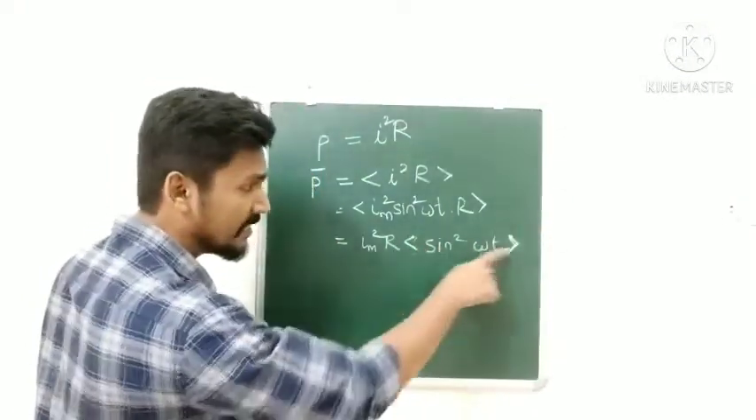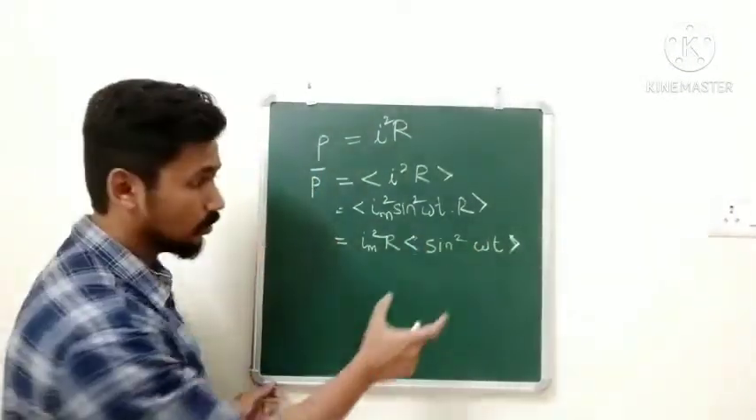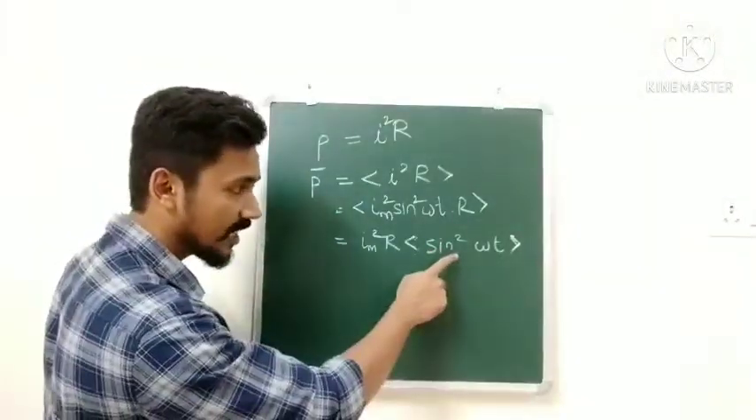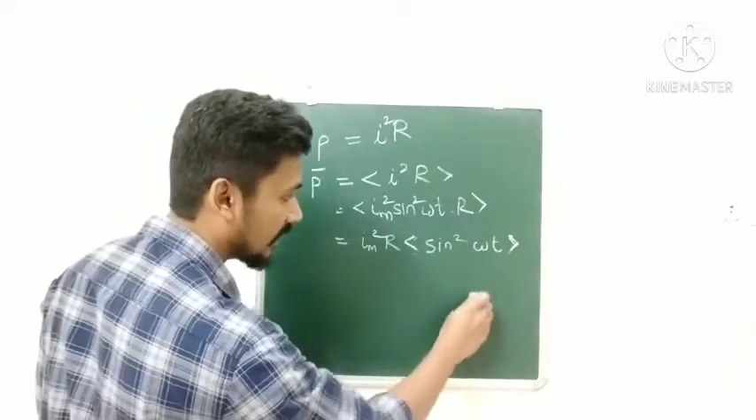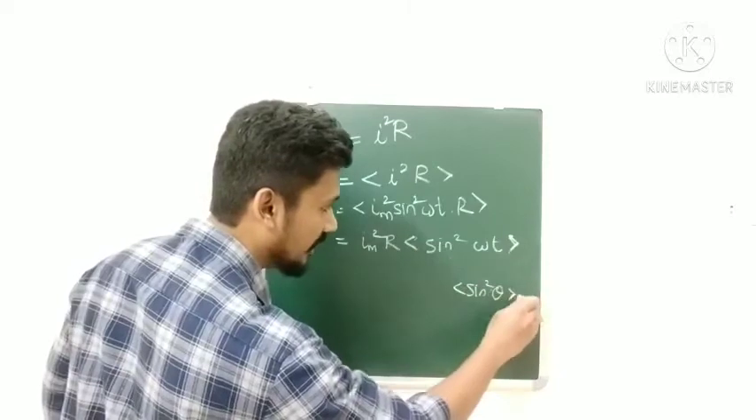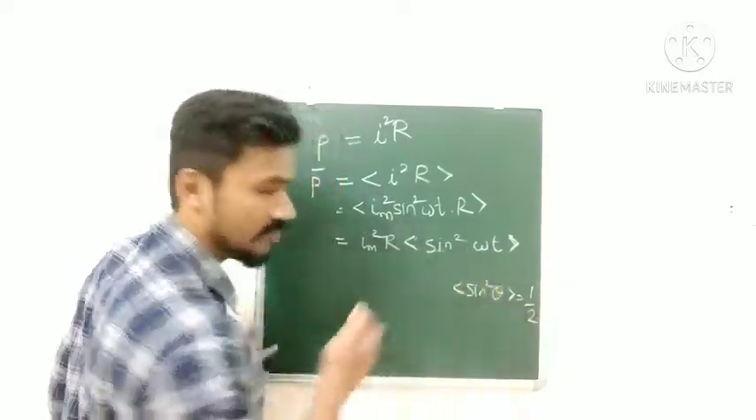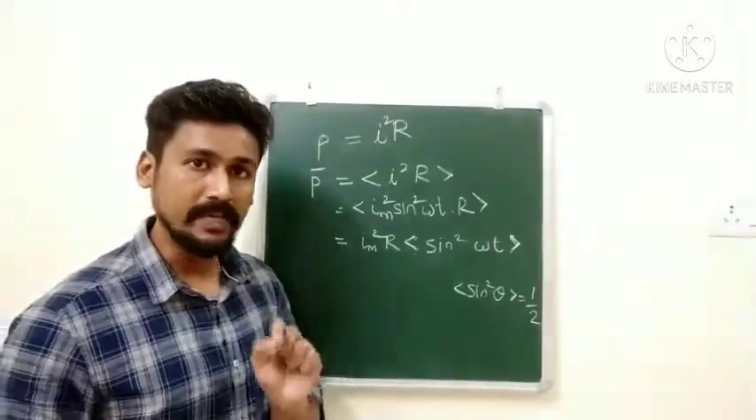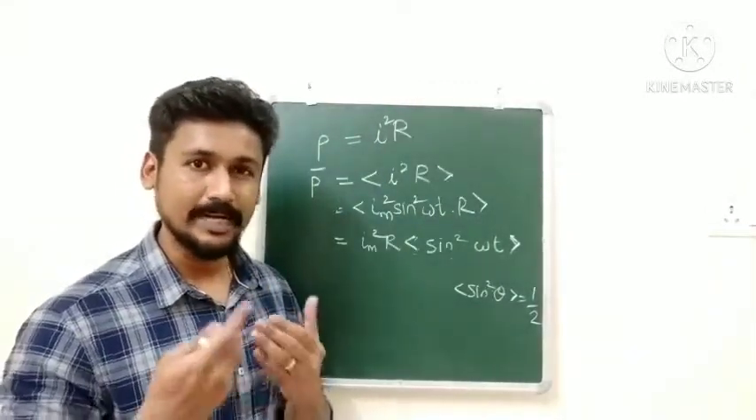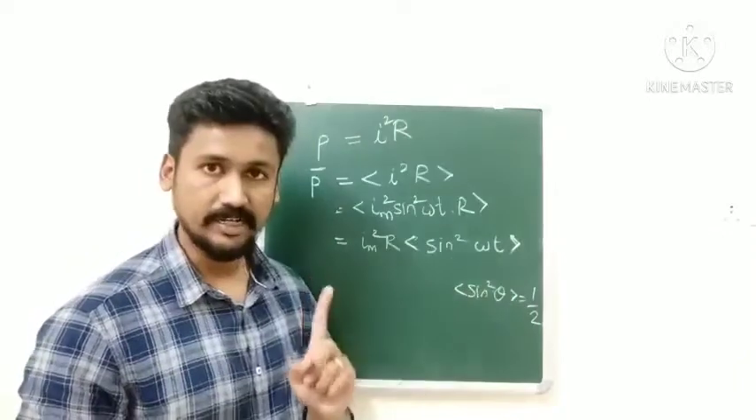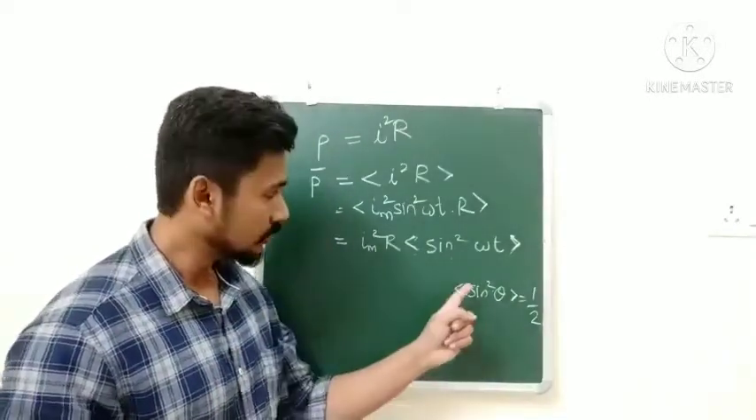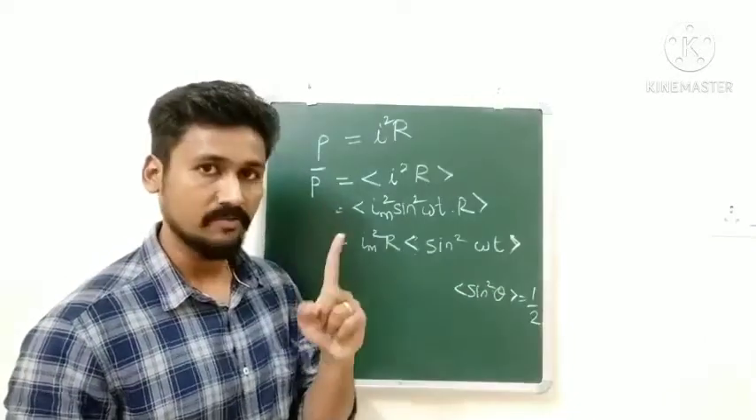These brackets basically represent the average value. So what is the average value of sine square omega t? The average value of sine square omega t is 1 by 2. The average of any sine square theta is equal to half. Now I will give you a very simple reason why it is equal to half. There is a big proof available for it, but let us not get into that. What is the maximum value of a sine function? 1. So for sine square theta, the maximum value will be 1.